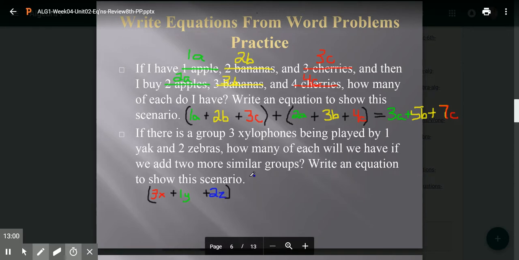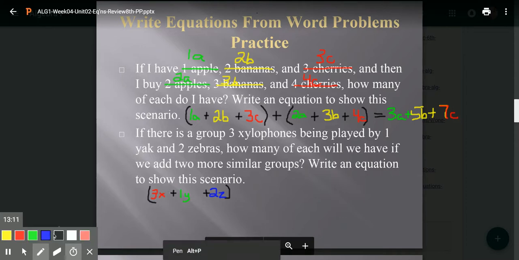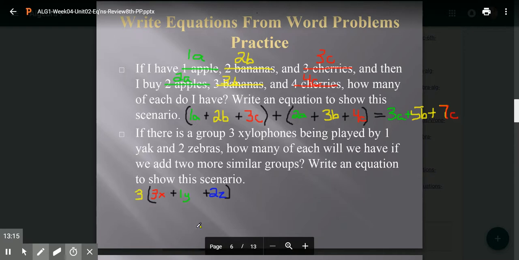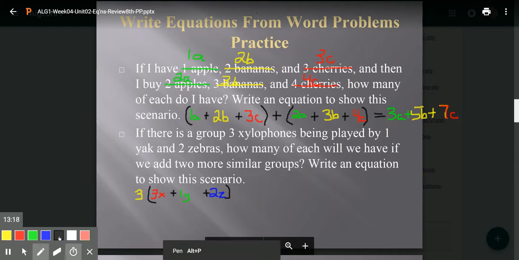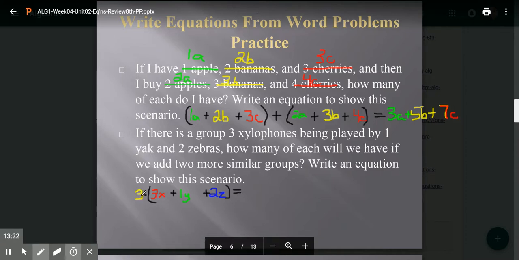And if we're adding 2 more similar groups, in the previous example I showed it by actually adding 2 other groups, but if we're adding 2 more groups, that means we're going to wind up with 3 groups total, which means really we can just multiply this initial group by 3. Okay, and so when we have a coefficient to our parentheses or grouping of some kind, that means we need to distribute, okay, distributive property to everything in there.